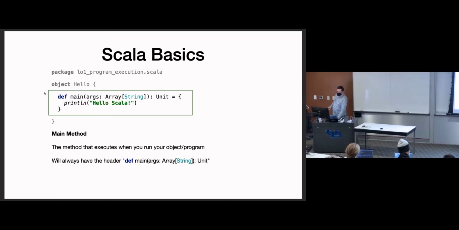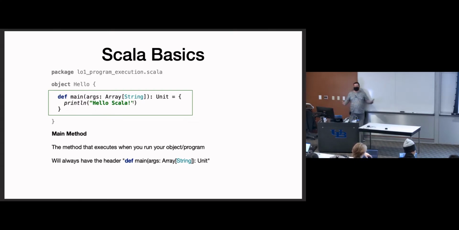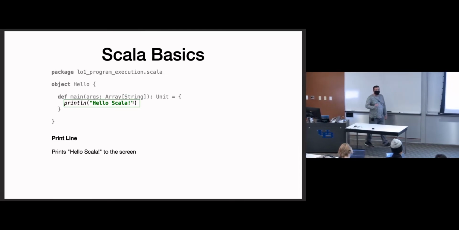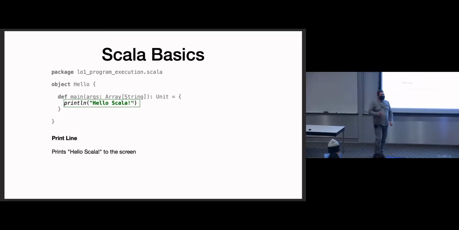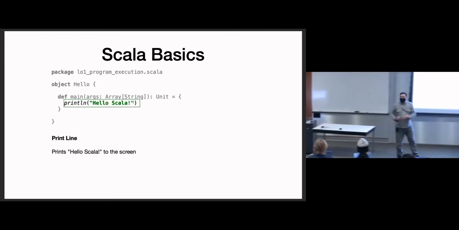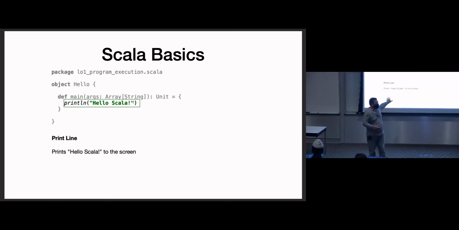If you have all of that, whatever you put inside those braces, that's going to be what actually happens when your program runs, which in our case is just printing hello Scala to the screen. Println instead of print if you're used to Python. The ln means print line, which means there's going to be a new line character at the end of whatever's printed. So this will print hello Scala, and then insert a new line character. In Python, if you just do print, it will print the new line character as well. So it's the same thing as Python's print.